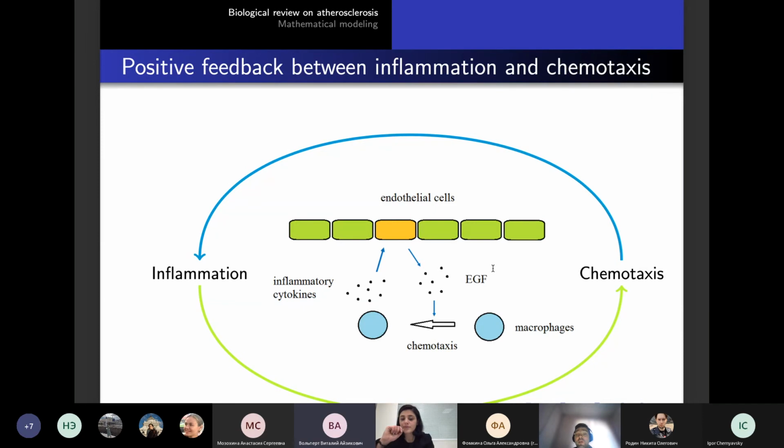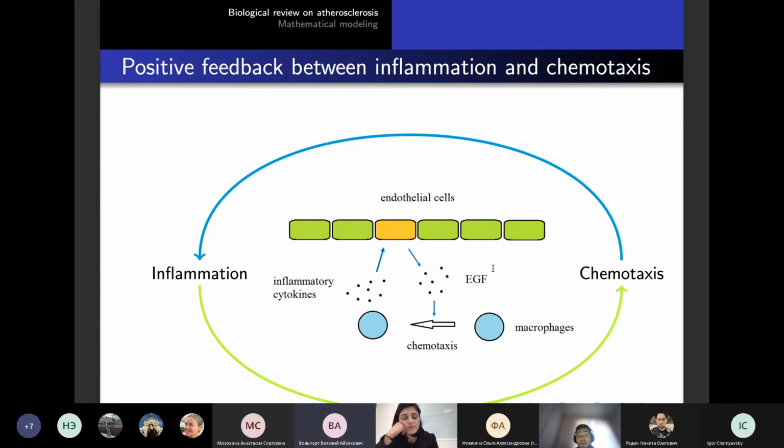Because I know that for platelets, this really exists. People study how platelets are recruited from blood flow, from different directions, to the growing thrombus.